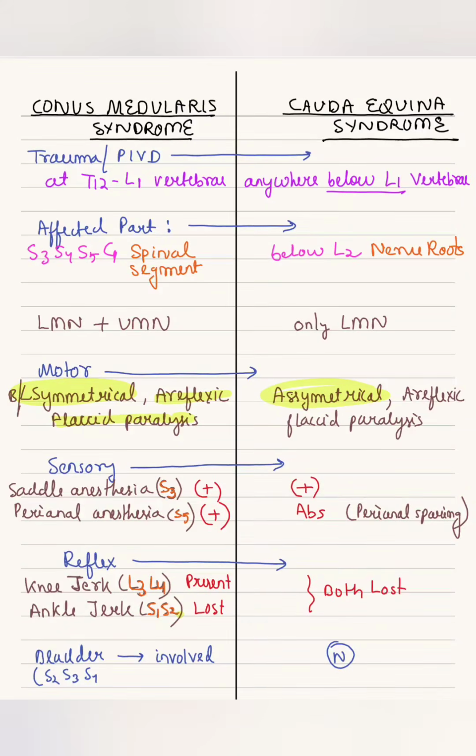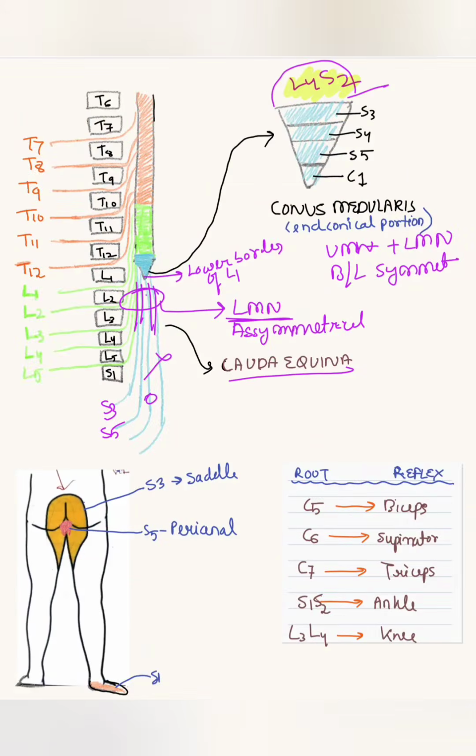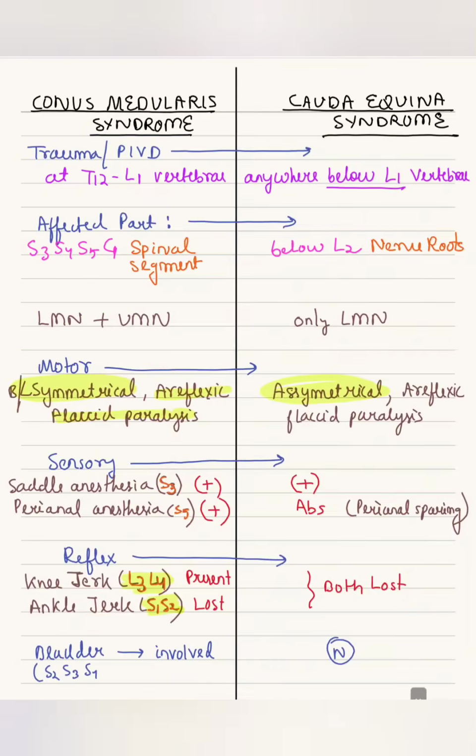Now look at reflexes, ankle jerk and knee jerk. Ankle jerk is S1 and S2. Knee jerk is L3 and L4. Sometimes when the trauma is at T12 and L1, it can hit this epiconus part as well, where there is the S2 and S1 portion. So ankle jerk is lost, but knee jerk is present because it is L3, L4. It will never affect these segments.